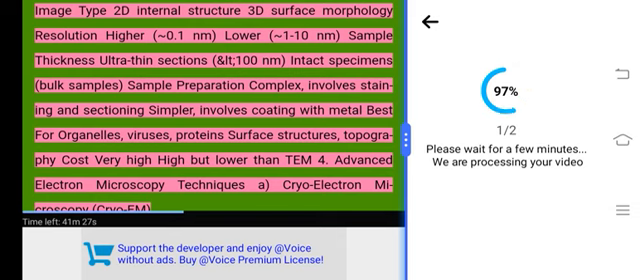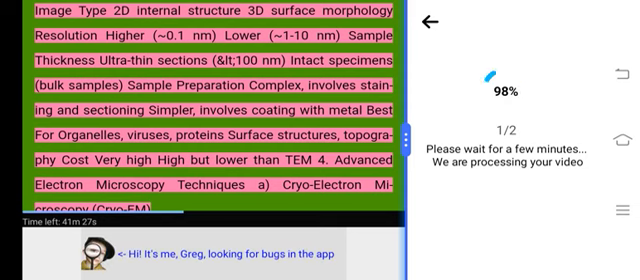Type: 2D internal structure versus 3D surface morphology. Resolution: TEM higher, approximately 0.1 nanometers; SEM lower, approximately 1 to 10 nm. Sample thickness: TEM needs ultra-thin sections, less than 100 nanometers; SEM uses intact specimens, bulk samples. Sample preparation: TEM is complex, involves staining and sectioning; SEM is simpler, involves coating with metal. TEM is best for organelles, viruses, protein; SEM for surface structures, topography. Costs: TEM very high; SEM lower than TEM.